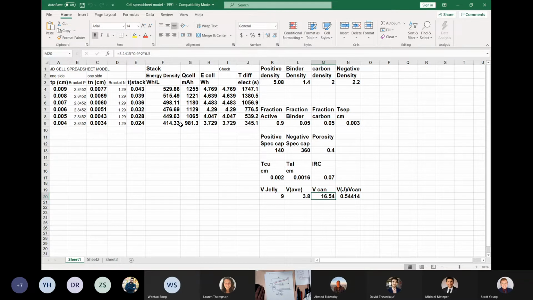And you can take a look over here at the stack energy densities in watt hours per liter, and you'll notice that they increase as the positive electrode thickness increases. And this is because the volume fraction of the inactive components, the separator, the aluminum foil, and the copper foil, becomes less and less the thicker you make the positive electrode, and the negative electrode correspondingly. And the capacity of these 18650s, you know, about 1200 milliamp hours back in those days.